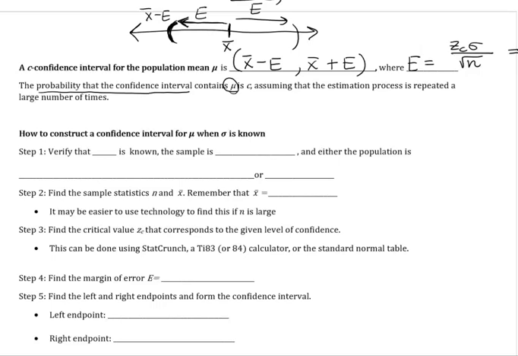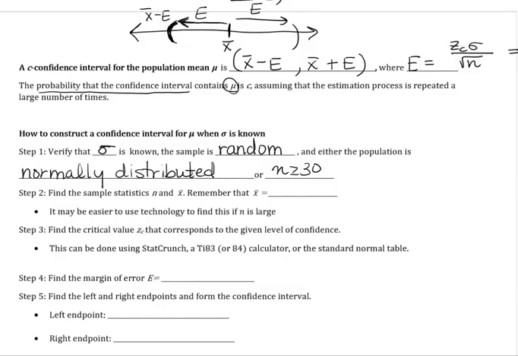The first thing we will do in a problem from this lesson is verify that the population standard deviation, sigma, is known, given to us in the problem. Because if it was not, we would have to use a different formula to find the margin of error. I talked about that briefly in the introduction video. We also need to know that the sample is random and that either the population is normally distributed or the sample size is greater than 30. These are requirements from the central limit theorem.